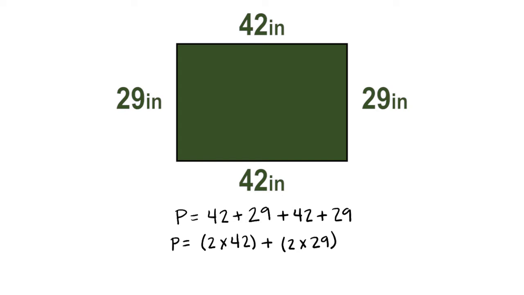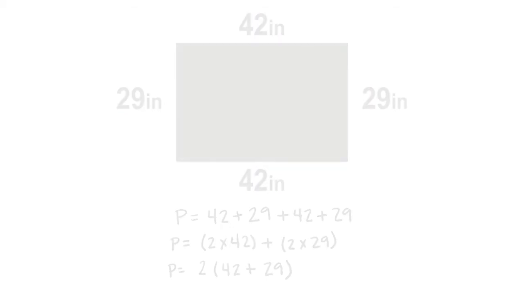There is one more way to write the equation. Both 42 inches and 29 inches are doubled, so the 2 can be written like this. 2 times 42 plus 29 inches in parentheses equals the perimeter. This equation uses the distributive property.